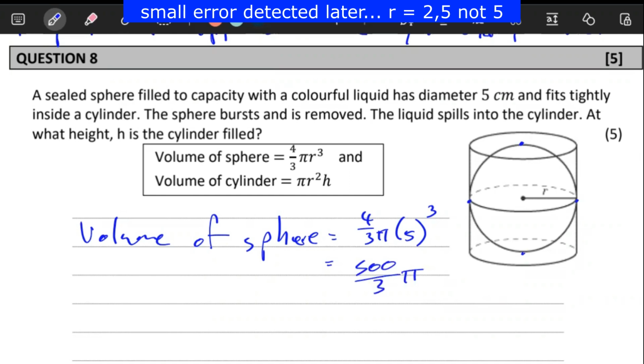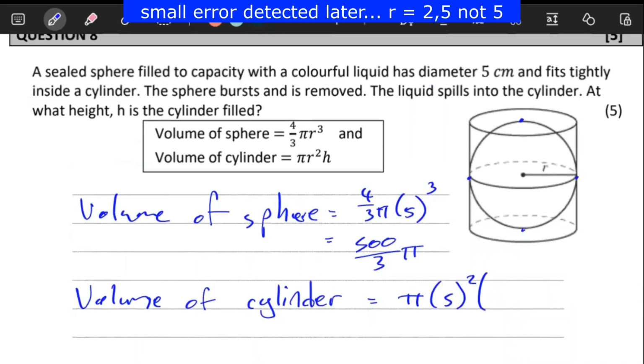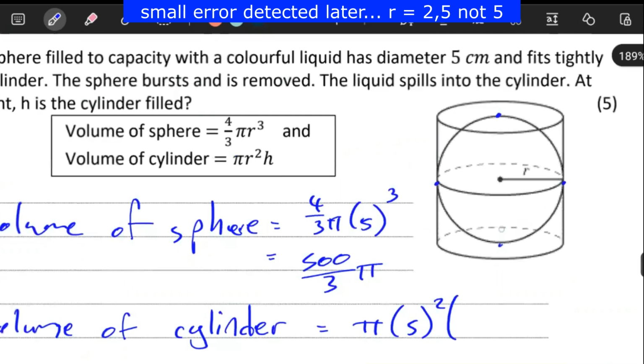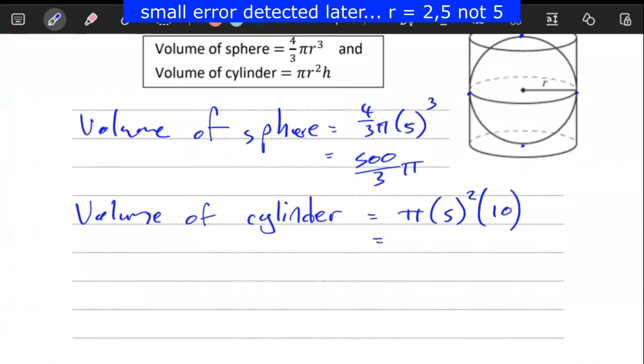Now the cylinder. Let's see, the volume of the cylinder is going to be pi r squared times the height. The height of the cylinder is going to be double the radius, because you see radius going up and then radius again, because remember the sphere touches the bottom of the cylinder all the way to the top, so that's 10. That's the height. And then the volume of the cylinder, pi r squared times the height, that's 250 pi. Why did I get 500 just now? 250 pi.